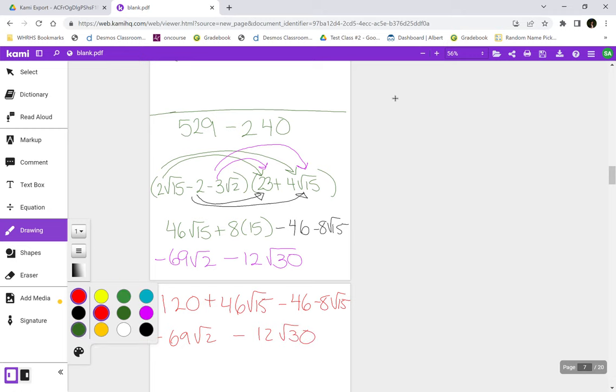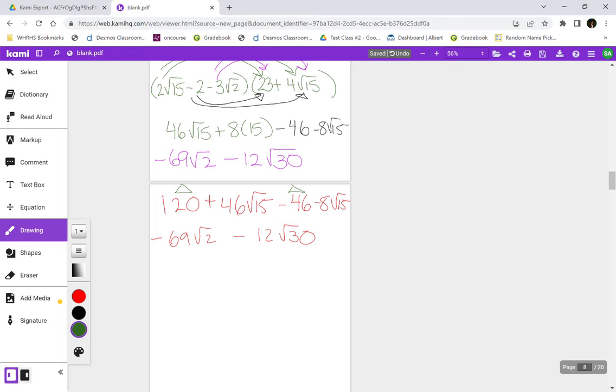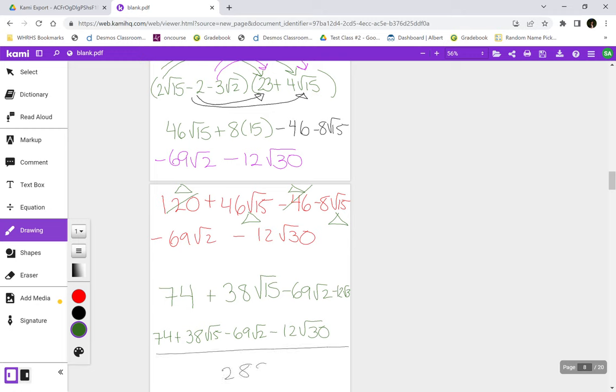Okay, let's combine our like terms. So then we have 120 minus 46. 120 minus 46 is going to be 74. All right. Now I have a 46 root 15 minus an 8 root 15, which is going to give us positive 38 root 15. Kaylee, you were so close. And then we're going to have a negative 69 root 2 minus 12 root 30. Let me write it smaller. All over, what was that bottom number, 289? Oh, so close. There we go.